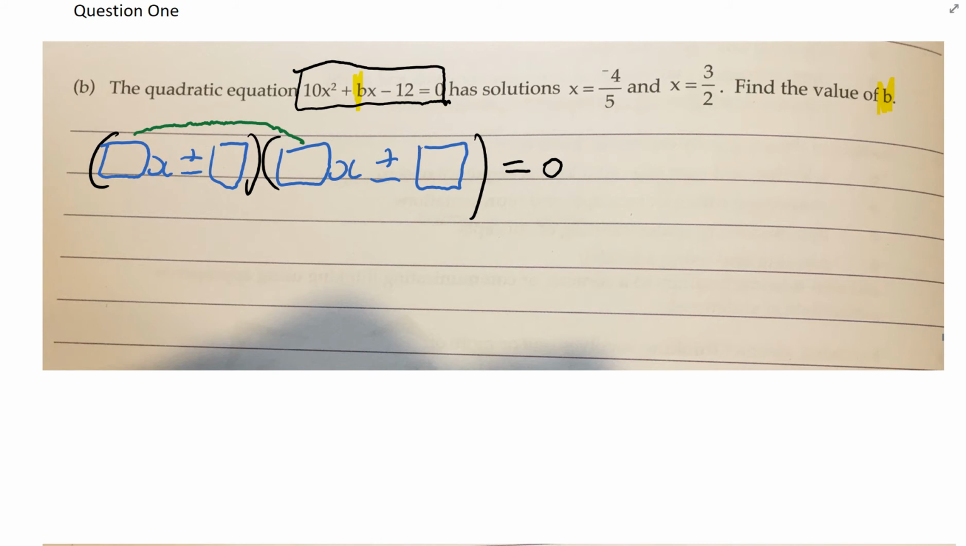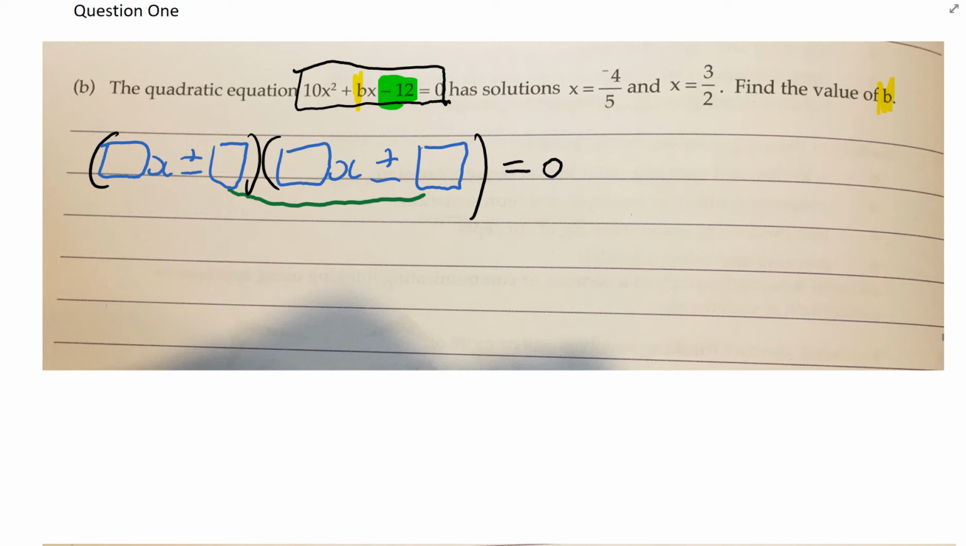Which means that those numbers are either 10x and just 1x, which is x, or they could be 5x and 2x. We're not sure yet which of those two it is. So it's either 10 and 1 or 5 and 2. What about when we get to the last times the last? Those two numbers must multiply to negative 12.